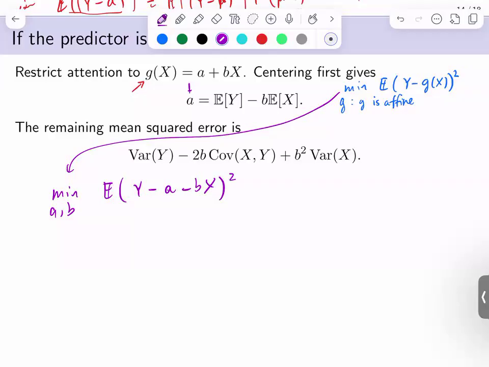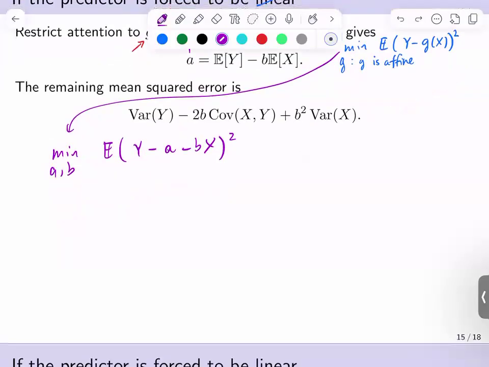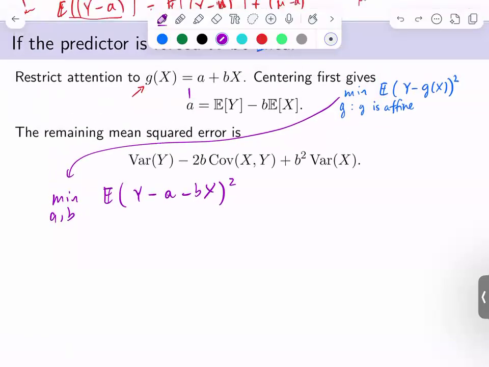There are different ways of doing this. One thing is you can try to expand this, and then you get a polynomial of degree 2 in a and b, and you try to differentiate. The other thing is you could simplify your life a little bit by doing a centering. What happens is that I can kind of decouple.